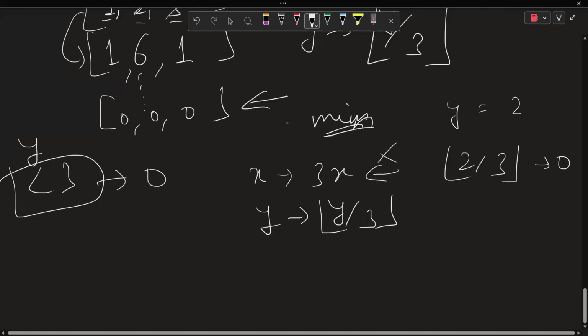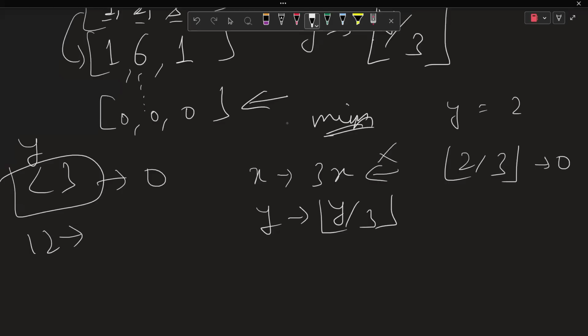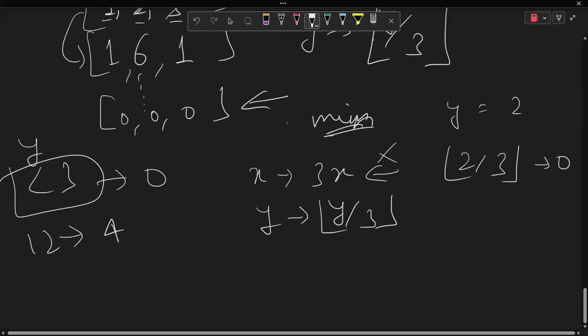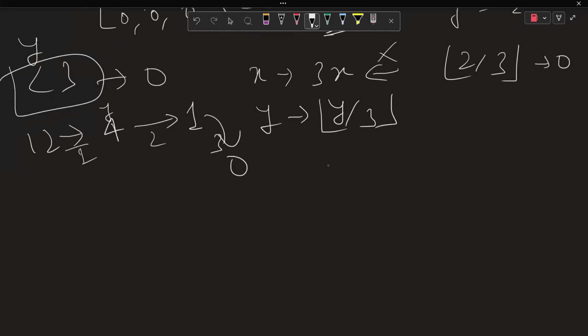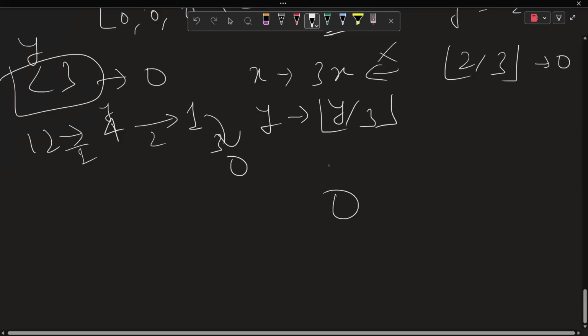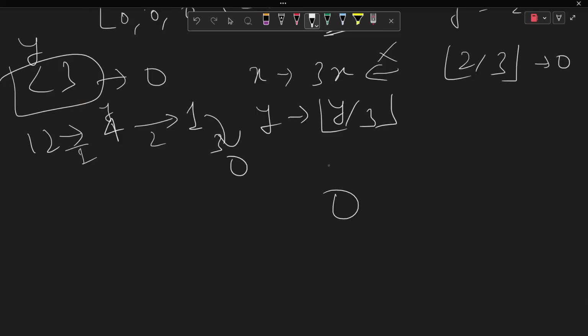What about the numbers which are greater than 3? Let's suppose we have a number 12. In one operation, if it is selected as a Y, 12 by 3 would become 4. If again we select this as a Y, 4 by 3 floor division would become 1. If again this is selected as a Y, it would fall to 0. So 12 can fall to 0 in 3 steps. Any number would fall to 0 if that is continuously selected as a Y.